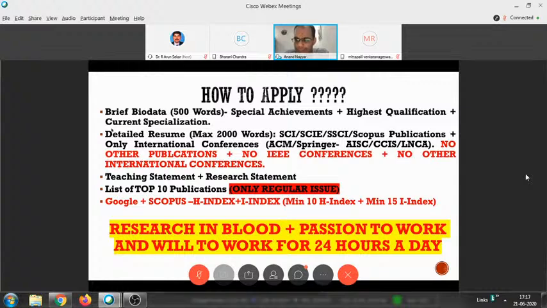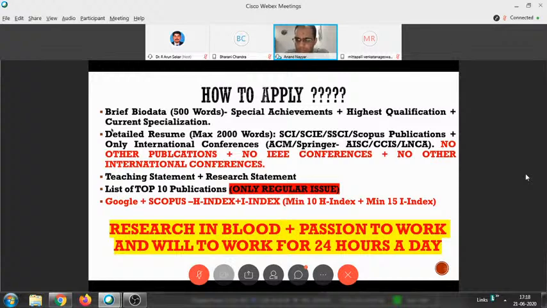In order to apply, I will be showing you the text, but right now what I require is a brief biodata of minimum 500 words, special achievements, highest qualification, and a detailed resume with more focus on your research as well as conference-based publications. You also require a teaching and research statement. I will be showing you in this FDP how to make your teaching and research statement, which is very important for you to understand. After that, please list 10 publications, only regular issues. I require only those people in my team who publish in regular issues rather than special issues.